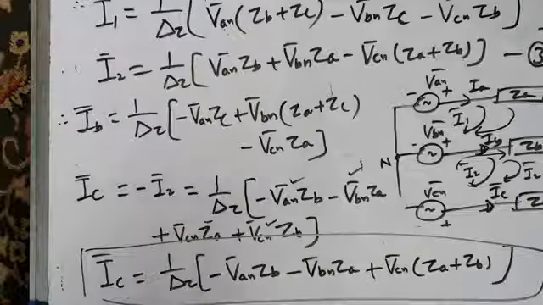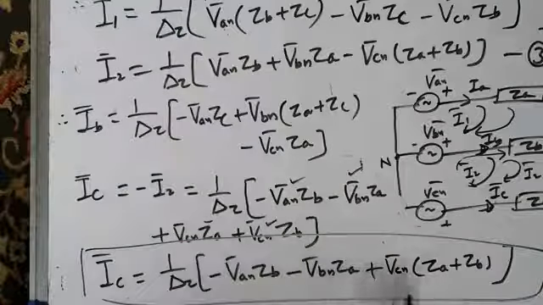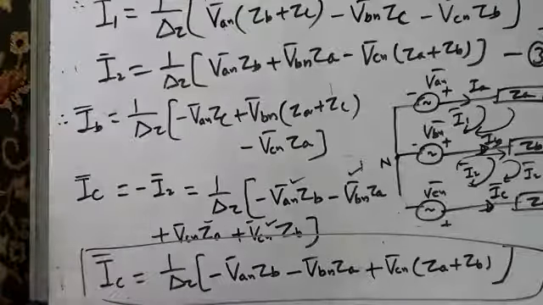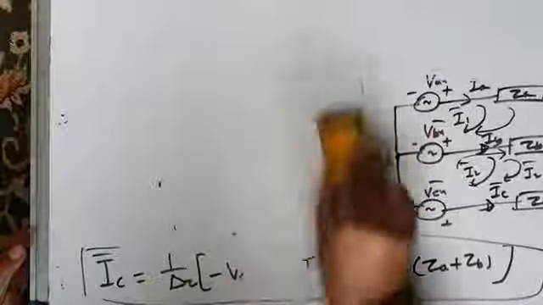Once you know the mesh currents, you find line currents, and then you find these line currents IA, IB, IC in terms of system parameters, that is phase voltages VAN, VBN, VCN, and load impedances ZA, ZB, ZC. Okay, so this makes our computations easy. So this is how you solve the circuit.